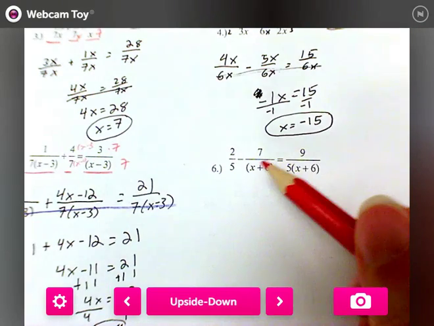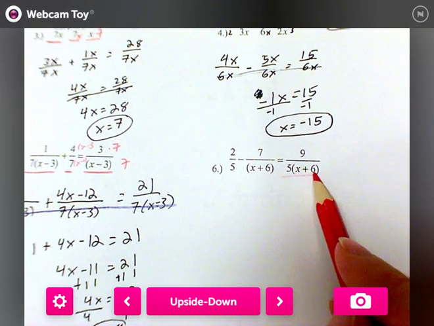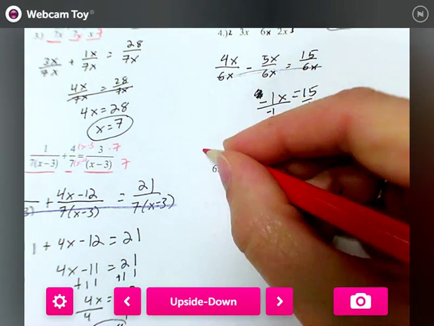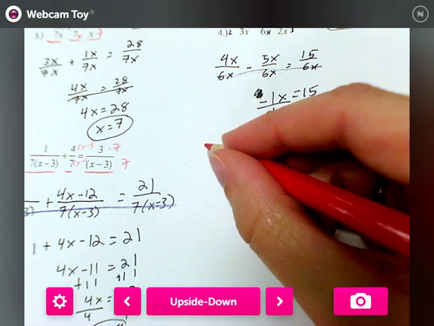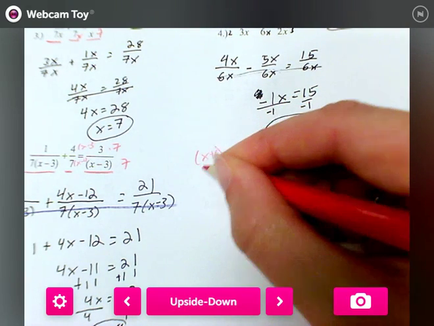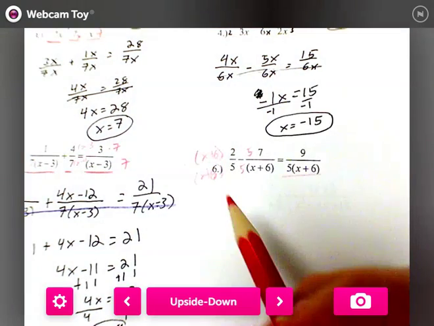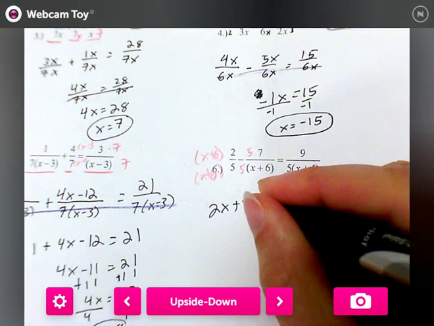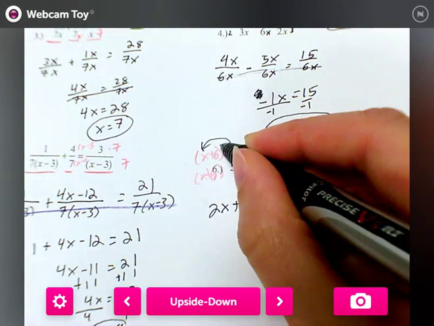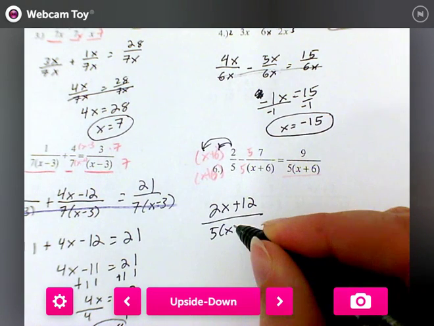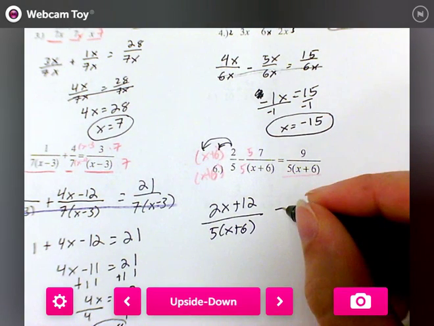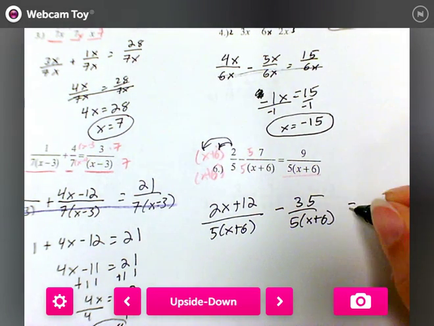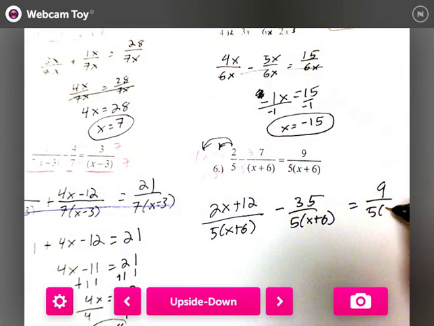So we know that we need 5 times x plus 6 for each of them. So I'm going to times this middle one by 5. Stop talking while I'm talking. I'm going to times this first one by x plus 6 for each one. And I'm going to get 2x plus 12, because I'm distributing as I'm going, over 5 times x plus 6, minus 35 over 5 times x plus 6, equals 9 over 5 times x plus 6.